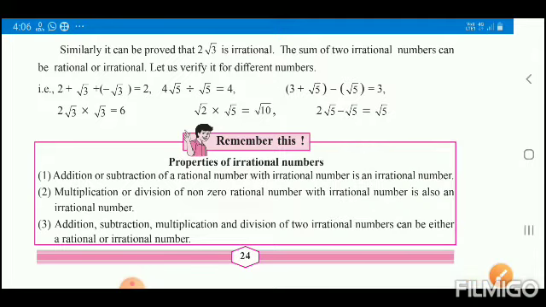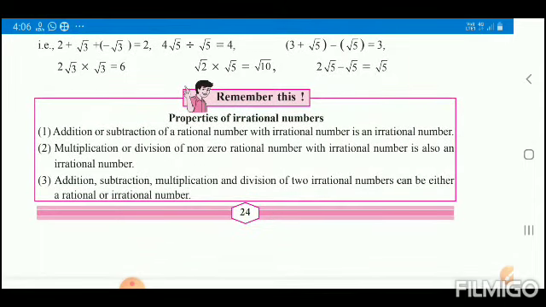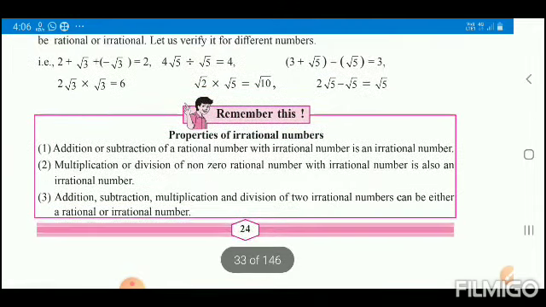Okay. Now remember this. Properties of irrational numbers. Addition or subtraction of a rational number with an irrational number is an irrational number. Okay. Then the second property they gave: multiplication or division of a non-zero rational number with an irrational number is also an irrational number.